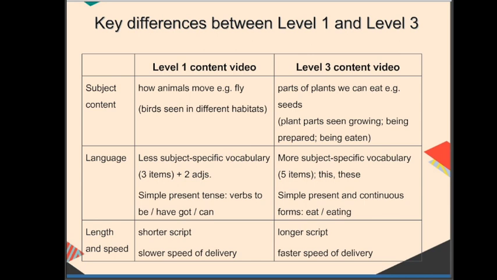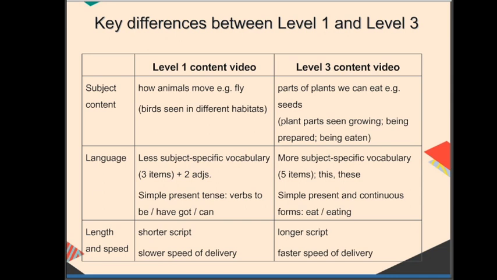In the second row, you can see that in Level 1, there's less subject-specific vocabulary, 3 items here. Whereas in Level 3, there are 5. In Level 1, only the present simple tense is used in the forms of some verbs, whereas in Level 3, there's a use of the present continuous form, the verb to eat. Also in Level 3, the sentences are longer and have more than one clause.